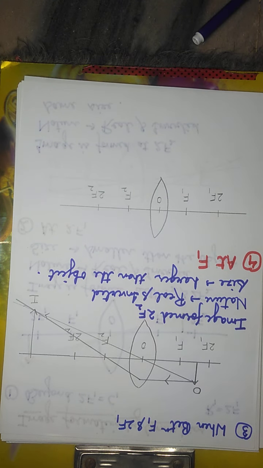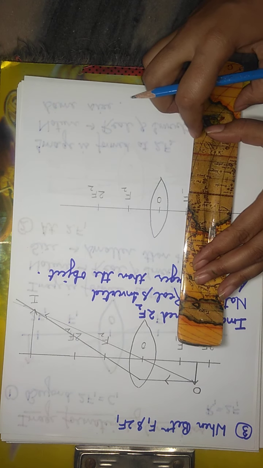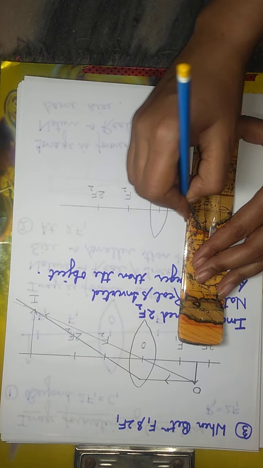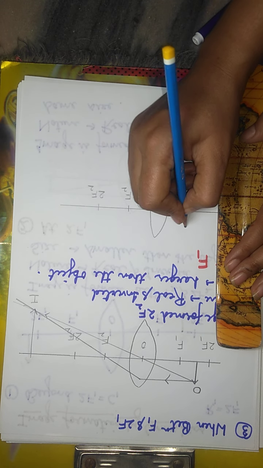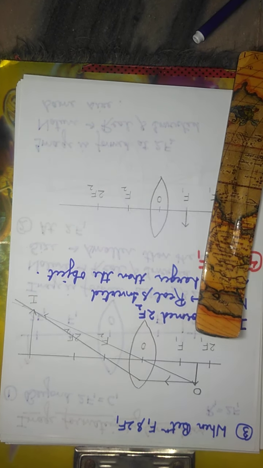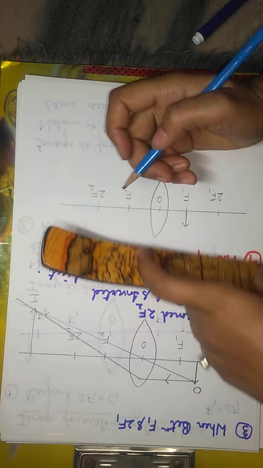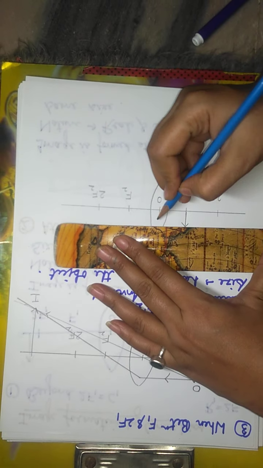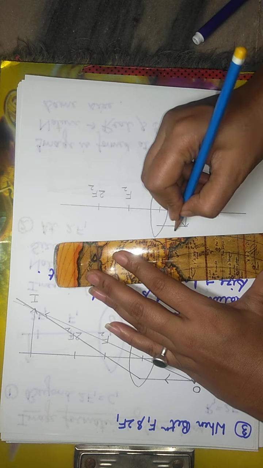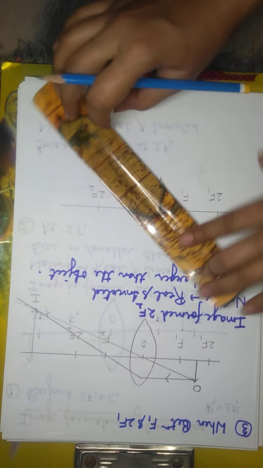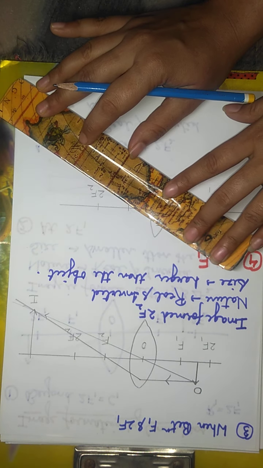Now where is our object? The object is at the focus, the first focus. This is our object. Again we apply the rules for image formation. So what does our first rule say? If the ray is parallel to the principal axis, it will pass through the focus. So this ray is parallel to the principal axis. So the ray will pass through the focus after refraction.